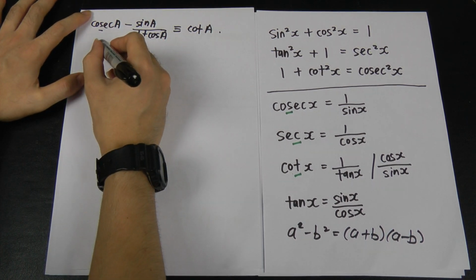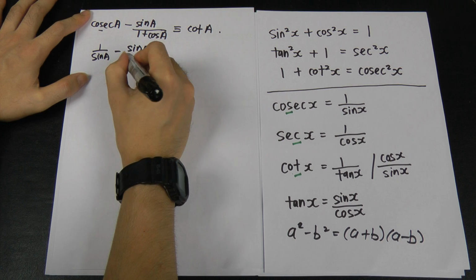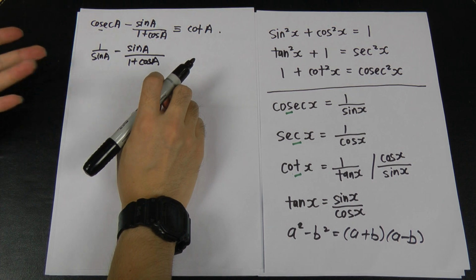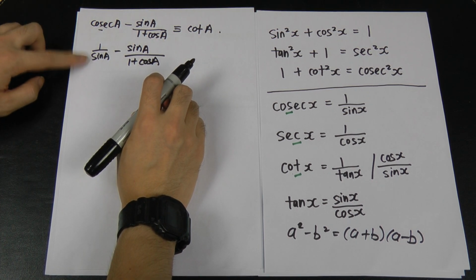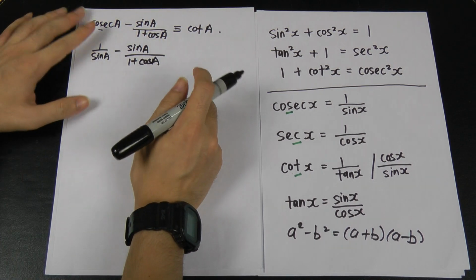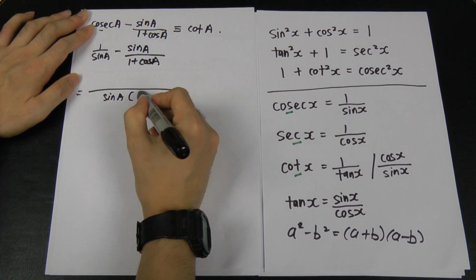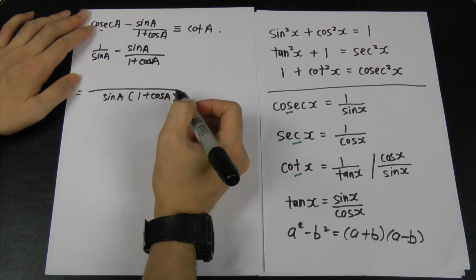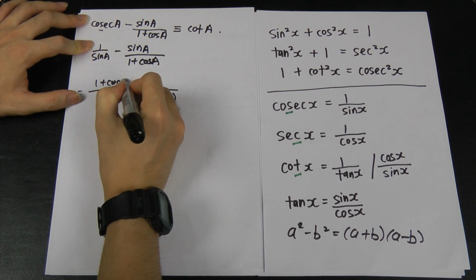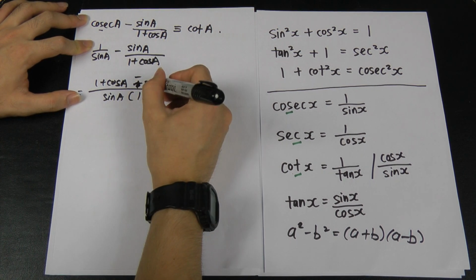Alright, so I will do something like this: 1 over sin A minus sin A over 1 plus cos A. When you see both of them have different denominators, you know you have to multiply by 1 plus cos A on one side, and on the other side you have to multiply by sin A. So at the end you will get sin A times (1 plus cos A) at the bottom. That means I multiply 1 by 1 plus cos A, I get 1 plus cos A. Minus sin A times sin A, I will get sin squared A.